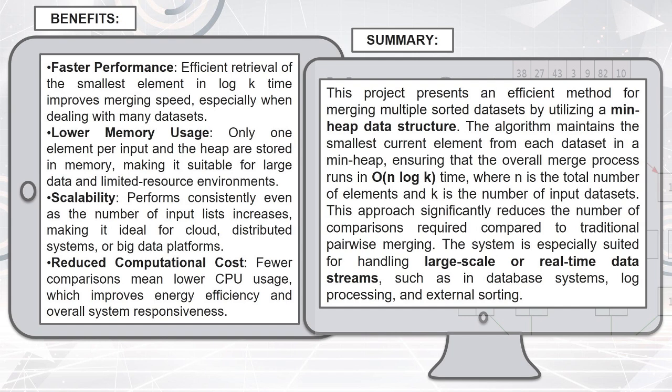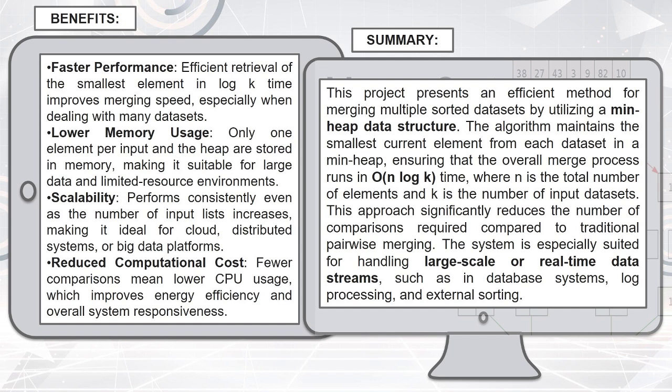The algorithm operates as follows. First is initialization. The smallest element from each sorted input dataset is identified. Next is min-heap construction. These smallest elements are inserted into a min-heap. The min-heap property ensures that the smallest of these elements is always at the top root of the heap.